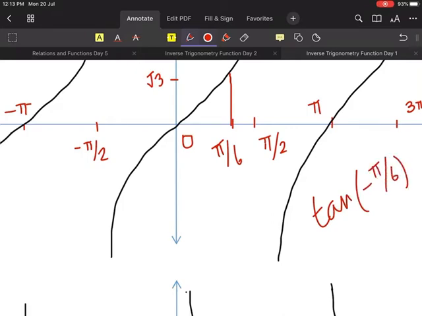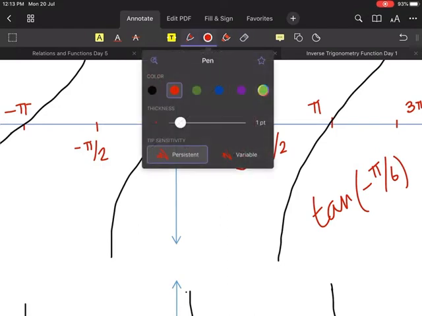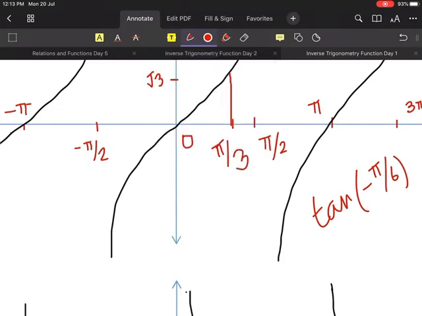Very good. Very nice. Now we have a problem. Let's see who can answer this one. How much is tan minus pi by 6 equal to? Let's see. I asked tan 60 degree, right? Sorry. This one will be tan pi by 3.